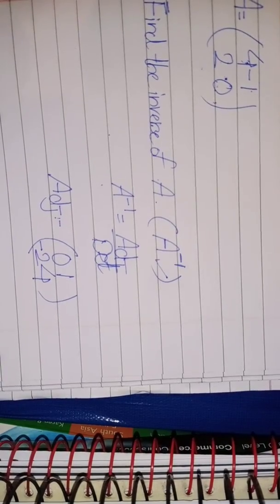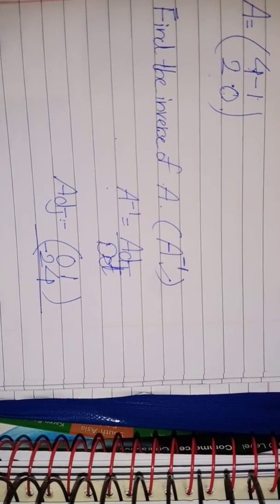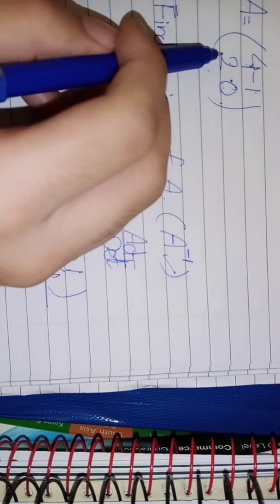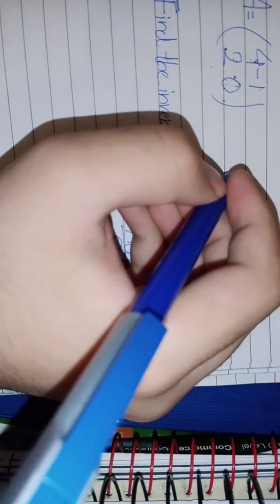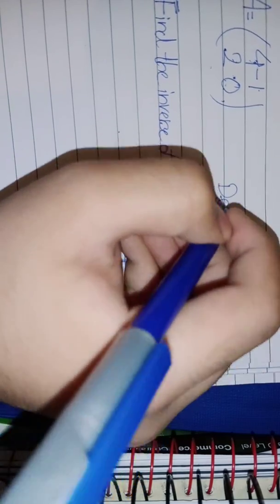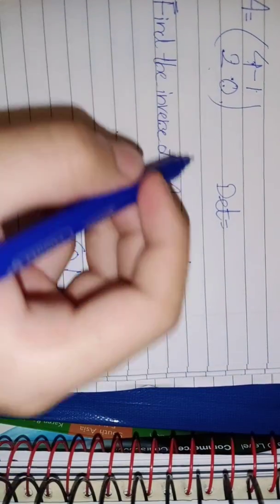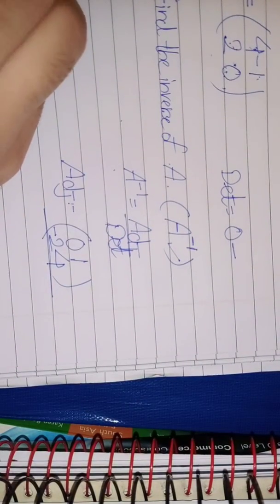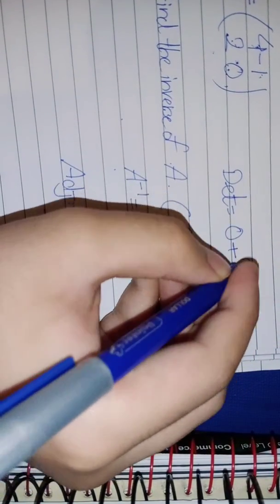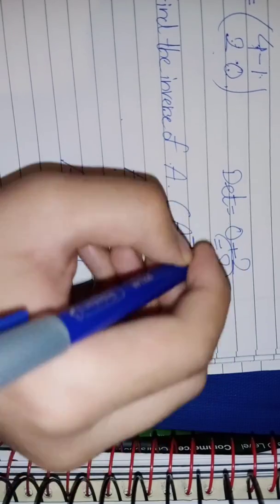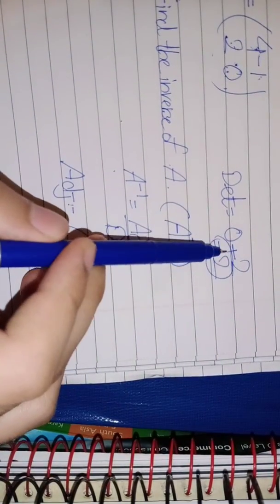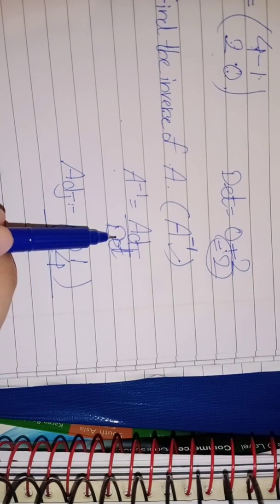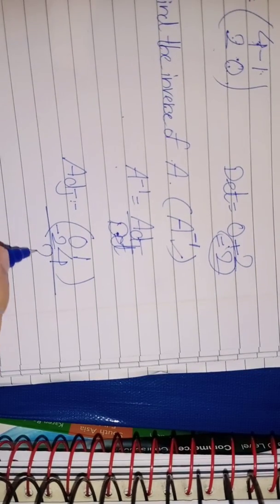That is adjoint. As far as determinant is concerned, determinant is diagonally multiplying them and subtracting them. So determinant is going to be something like this. 4 into 0 is 0 minus 2 into 1 is minus 2. So this is going to be plus 2. That'll be 2. 2 is our determinant. Now we need to divide this adjoint with this determinant.